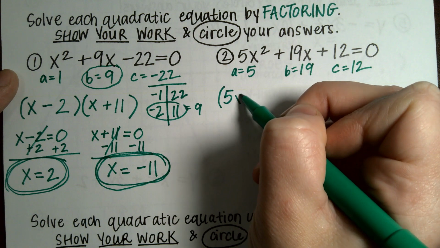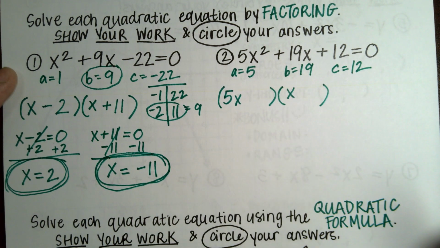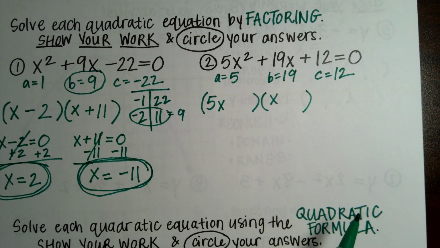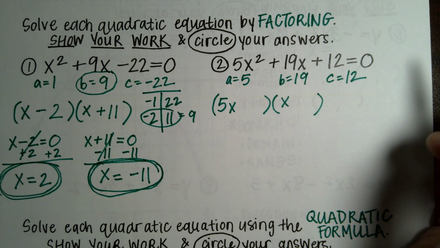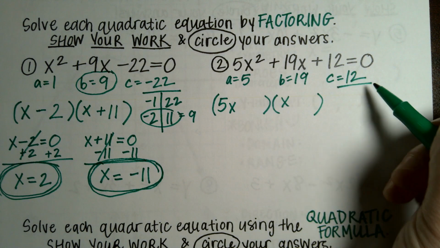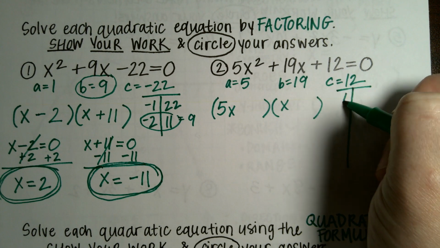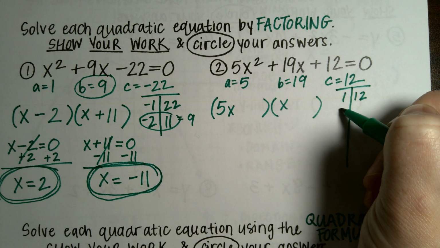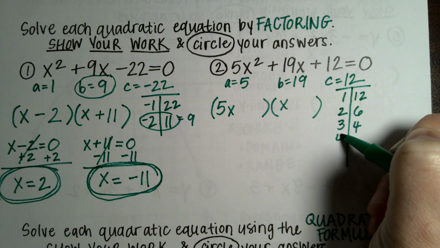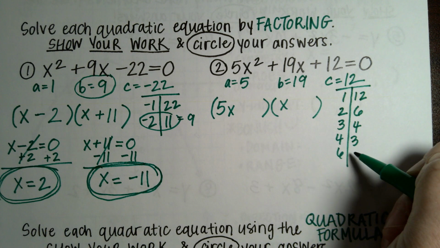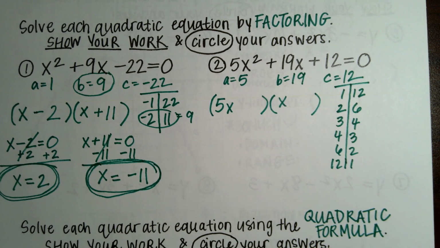So we're going to have 5x and x. Okay. 12. Yes, factors of 12. What are some of those options? 1 and 12, 2 and 6, 3 and 4, 4 and 3, 6 and 2, 12 and 1. That's all of them.